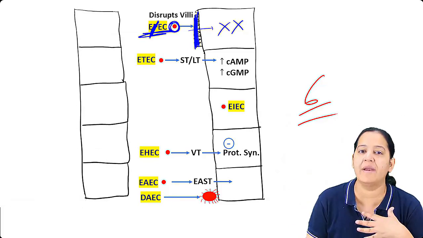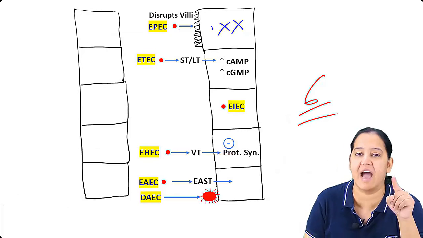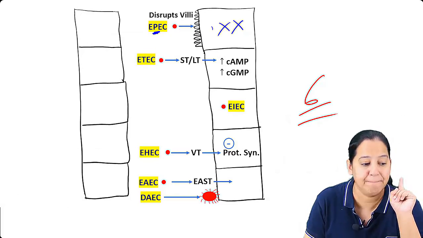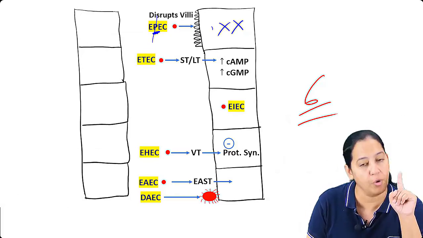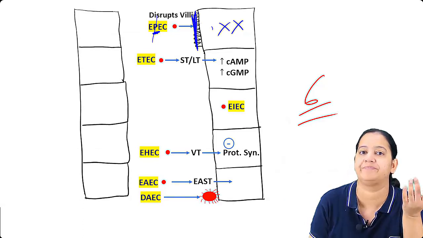So how do I remember this? P for pathogenicity. I remember it like this: P for pathogenicity, so it will cause pathogenicity. What do you mean by pathogenicity? It destroys the villi.